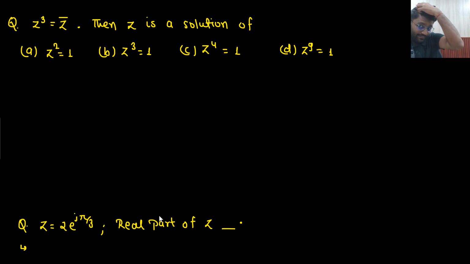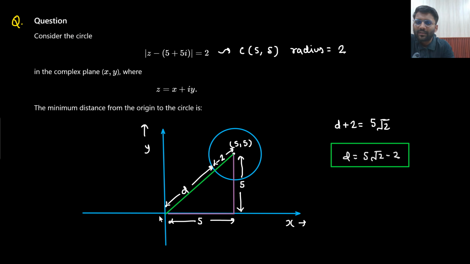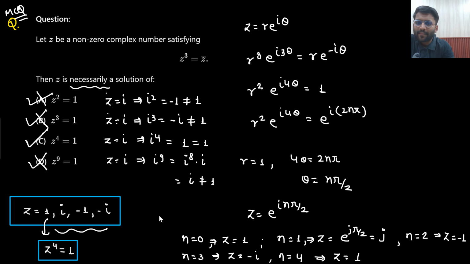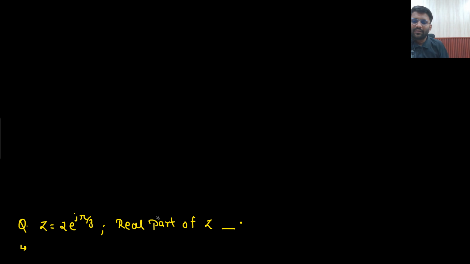Try solving this one. z cube equals z bar is a solution of what? This we have solved, I guess. Right? Previously, somewhere back, in the last lecture only, we have solved this question, z cube equals z bar. So let's forget about it. Now, take the last question.